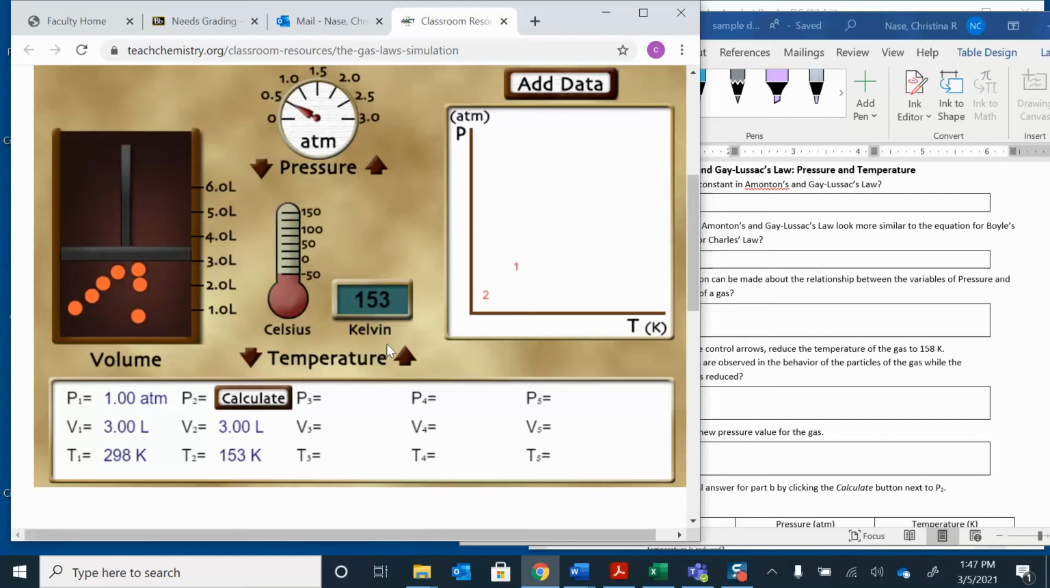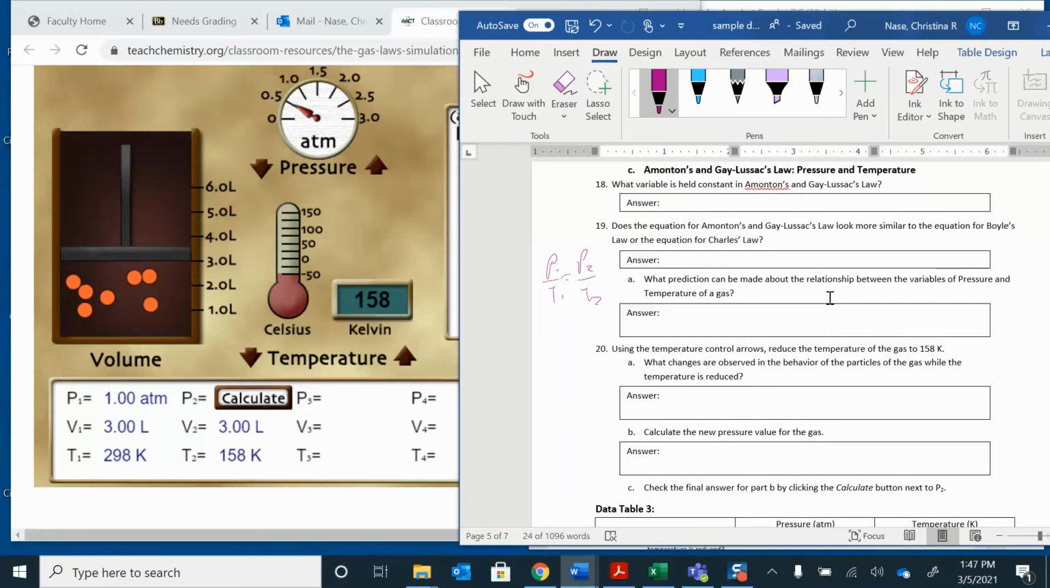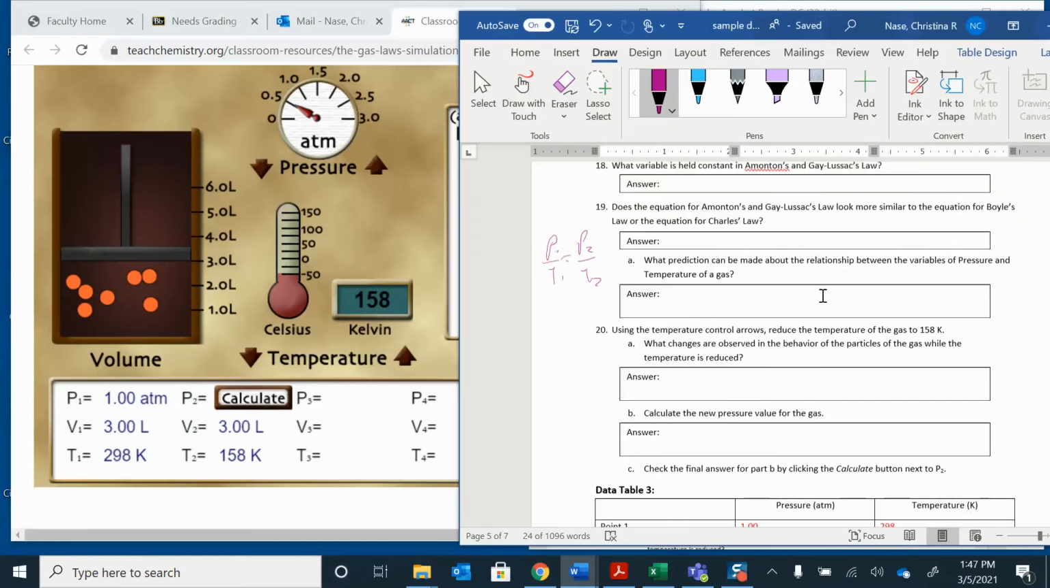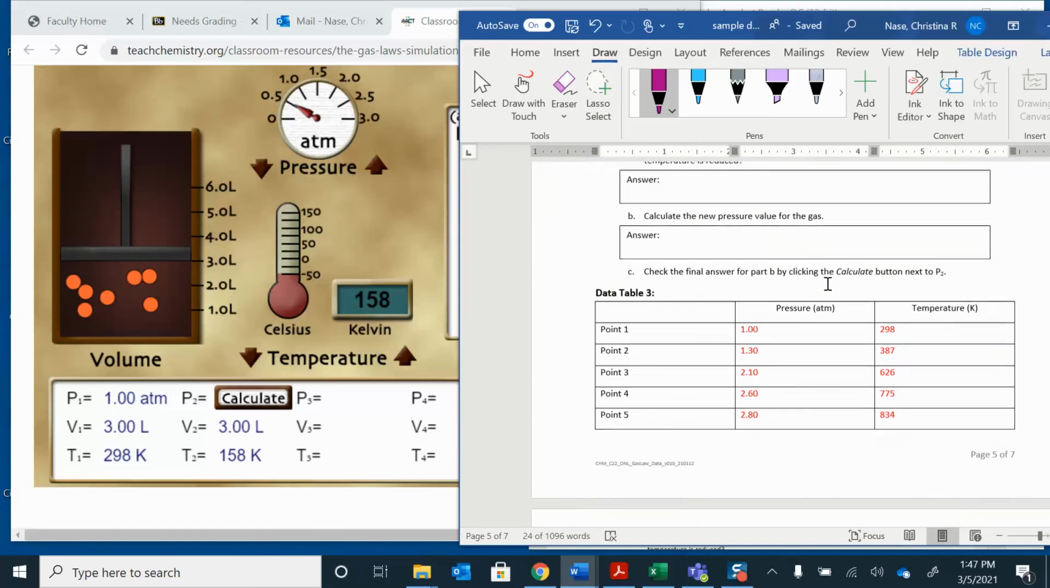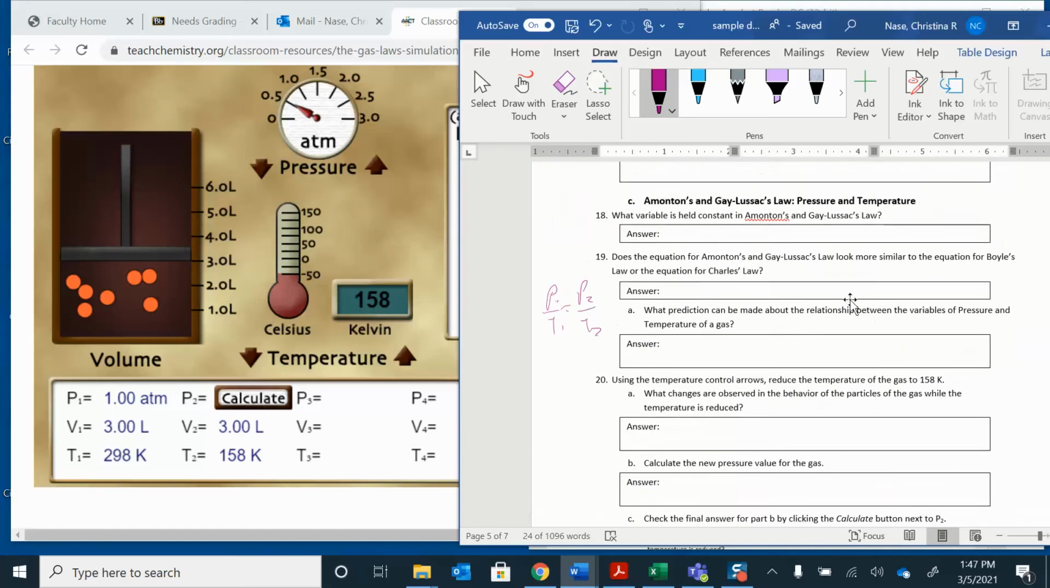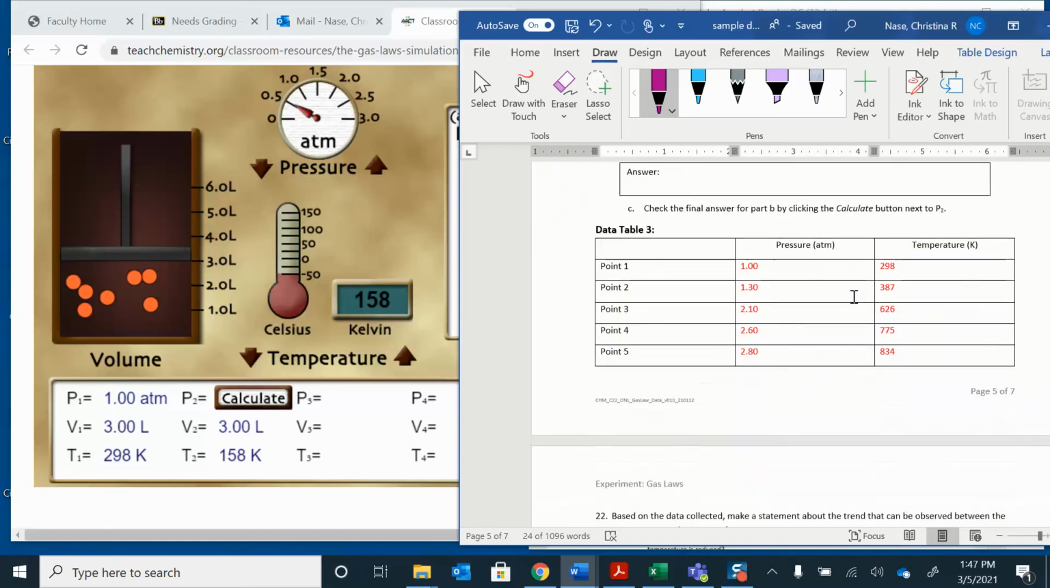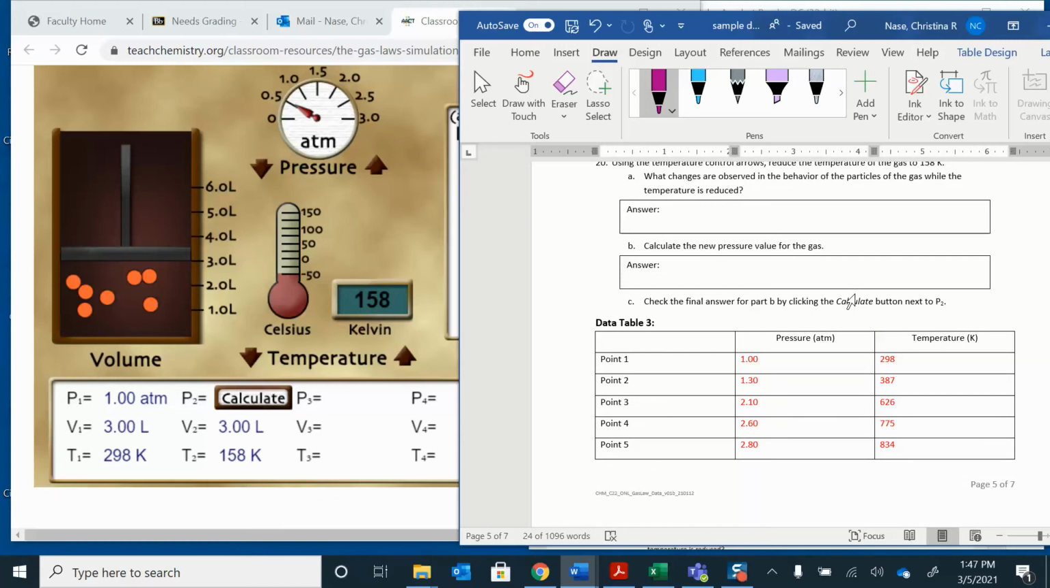Whoa. They're really moving slow now. All right, so that's my new temperature. Now I'm going to measure the pressure. I'm going to calculate the pressure there. So I'm actually down here, I think, on 20B. So I skipped those initial questions because they're very similar to what we were doing before. I think you're able to handle them now.